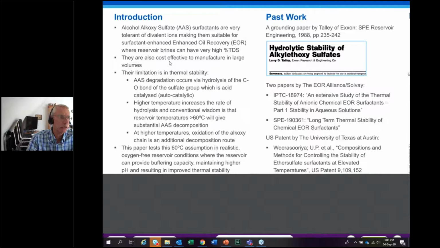That is affected by high temperature. So basically, it's all about kinetics. You have a faster hydrolysis rate at high temperatures. And the conventional wisdom has been that 60 degrees Celsius, there was some very early work done a long time ago looking at alcohol sulfate, showing that 60 degrees Celsius is about the limit to which you can keep the alcohol propoxy sulfate stable. So beyond 60 degrees Celsius, it will decompose.